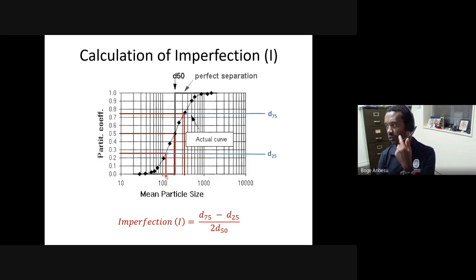Once you determine those three sizes, then you can calculate imperfection. If imperfection is close to 0, it tells you a highly efficient screen. If imperfection is close to 1, it tells you a poorly performing screen. So it's just a ratio that you can take.